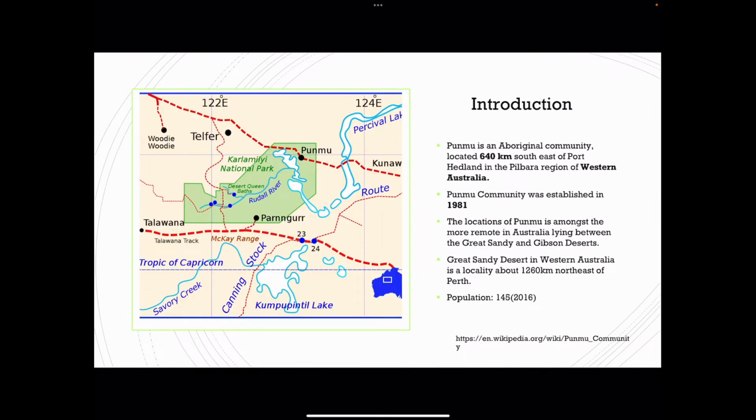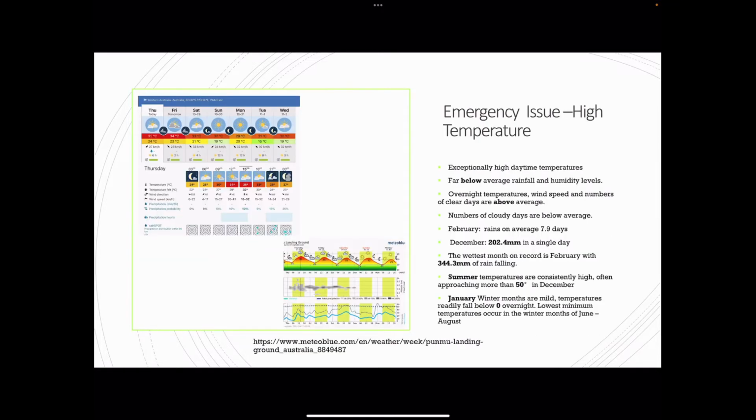Palm Island is a remote indigenous community located in Western Australia between the Great Sandy and Gibson Desert. The population in 2016 is 145 people. Compared to the rest of Australia, it has high daytime temperatures and overnight temperatures below average. There are wet and dry seasons. In dry season, there will be drought, but flooding and ponding water in wet season.